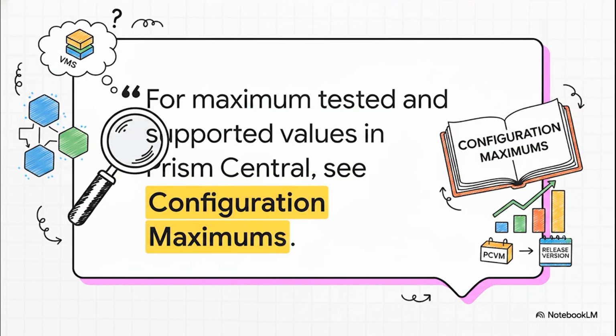And finally, fact number 3. This is your ultimate lifeline. Whenever an exam question asks you for the maximum limit of clusters you can manage, or the absolute maximum number of VMs Prism Central can support, please don't guess based on some old PDF you read 3 years ago. The definitive source is always the Nutanix Configuration Maximums tool. Why? Because those limits scale dynamically based on the exact PC VM size and the specific release version. Memorizing static numbers for max VMs is a total trap. The Configuration Maximums page is your only true source of truth.